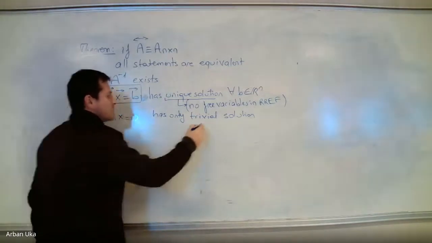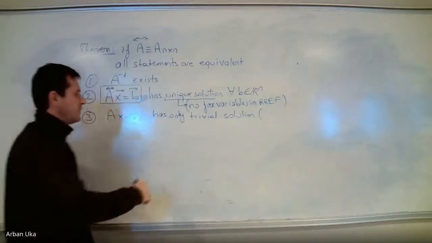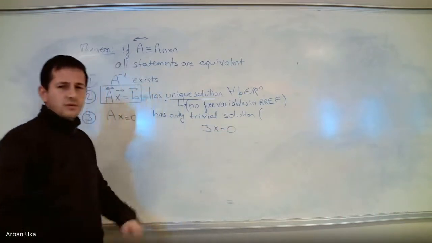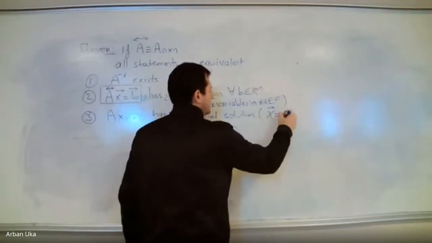So, what is the trivial solution in this case? AX is equal to 0. 3x is equal to 0. What is the solution? What is x? 0. Good. So also here, thank you.